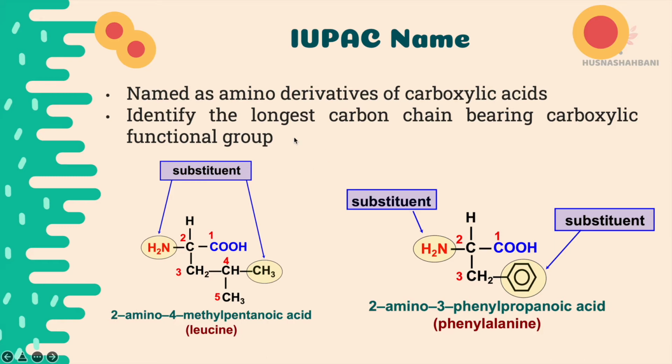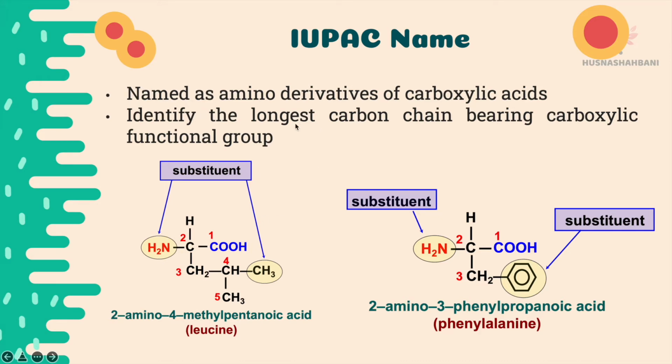Why carboxylic acid? Because when you compare the functional group of carboxylic acid and the functional group of amine, the carboxyl group has higher priority than the amino group. If you refer to the functional group priority table, the carboxyl group has higher priority than the amino group. So that's why it is named as an amino derivative of carboxylic acid. Carboxylic acid will be the parent.